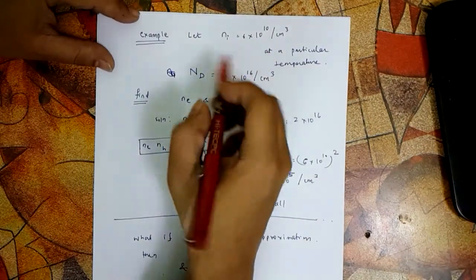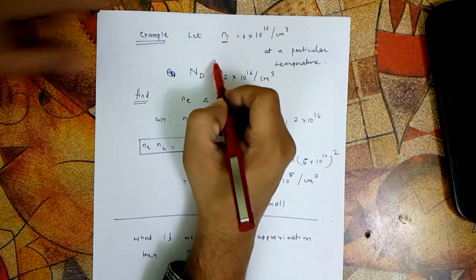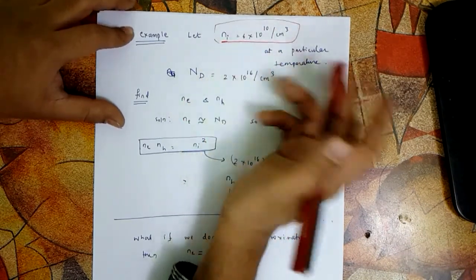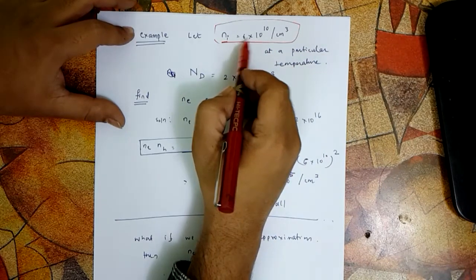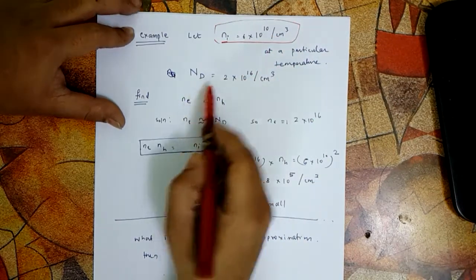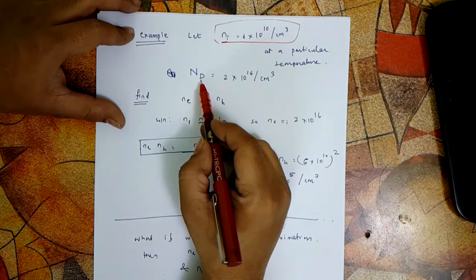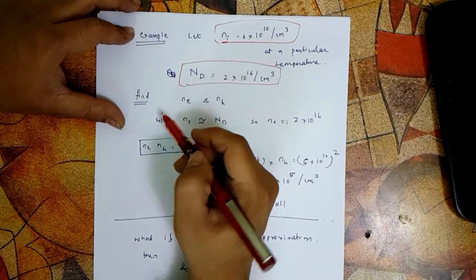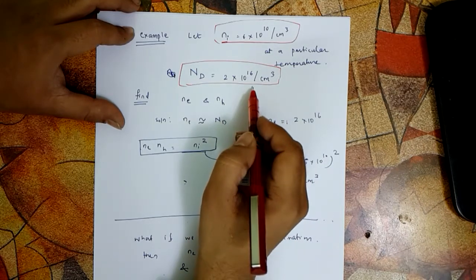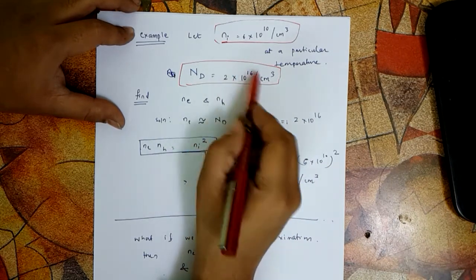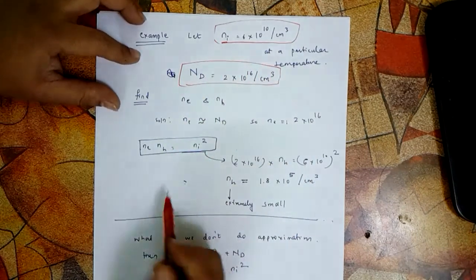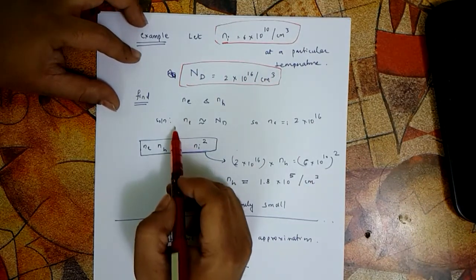At a particular temperature, the number of electrons and holes per unit volume in pure semiconductor, the intrinsic carrier concentration, was 6 into 10 is to 10. And how many donor impurity atoms we have added per centimeter cube? This many. Now this many donor impurity atoms per unit volume will also donate 1 electron each. So this is the number of electrons that we have got per unit volume.